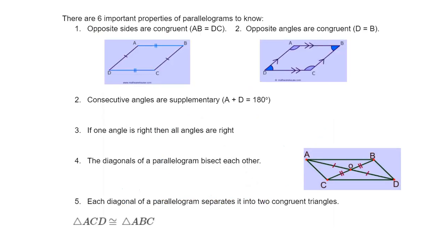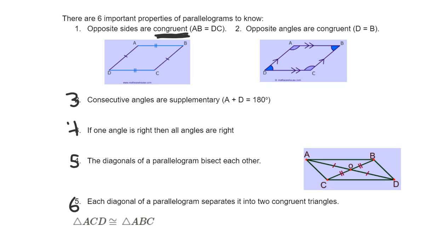If we look, there's 6 important properties of parallelograms that you need to know. And I have them numbered wrong, but if we look at them, now we can see there's 6 of them. So the first 2 are up here, and there's an illustration with them, just because they're pretty easy to see. The opposite sides of parallelograms are going to be congruent, which obviously means they're going to be equal.